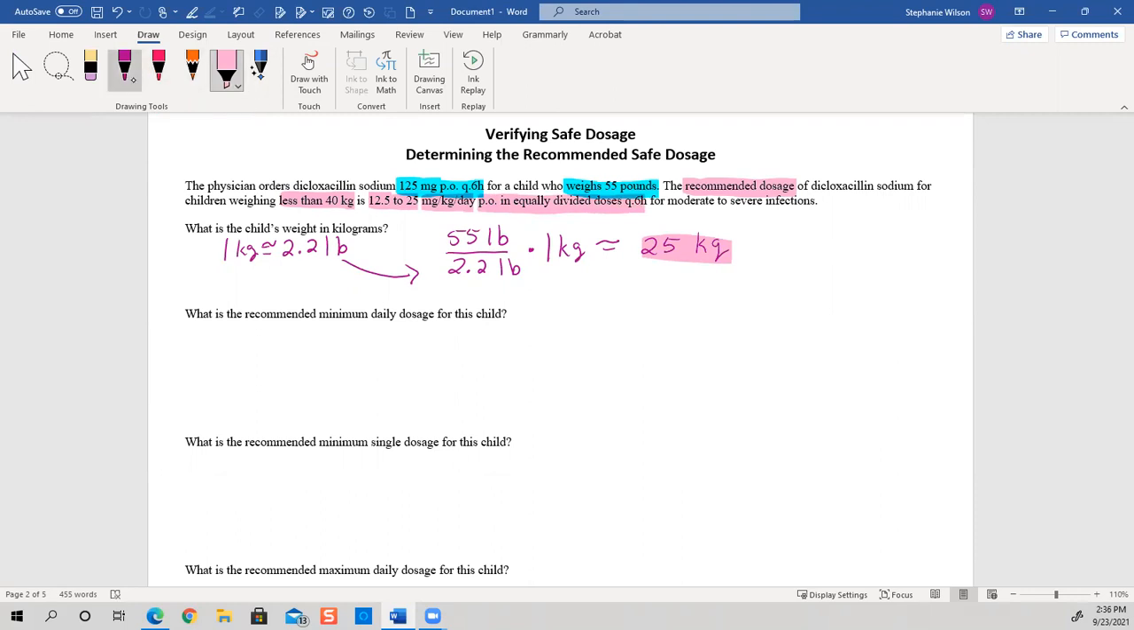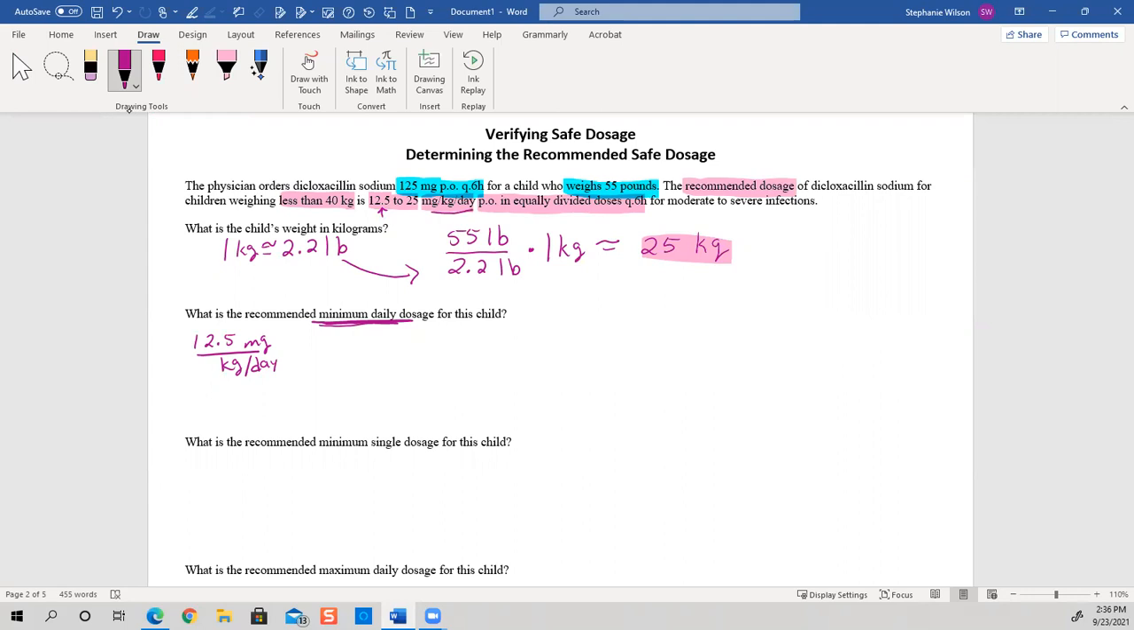I see that I have a minimum. See the word minimum here in this question? I'm going to go ahead and write the minimum down right here, and then we're going to break it down some more in just a minute. It says recommended daily dosage in the first question here. And if I look, my recommended minimum is 12.5 milligrams per kilogram per day.